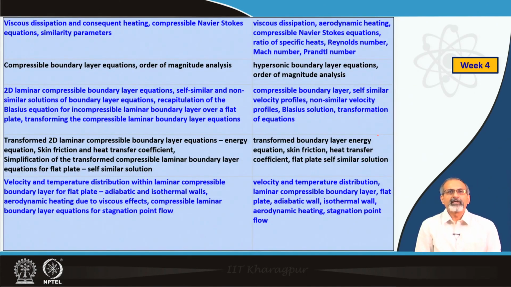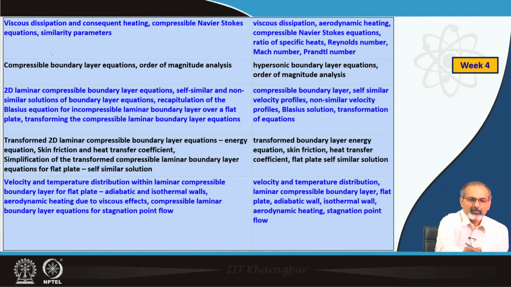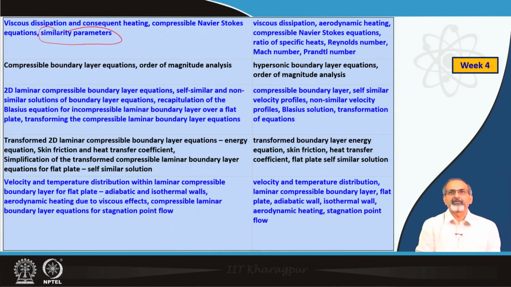In week 4, we started discussing viscous dissipation and consequent heating of the flow, that basically referred to the compressible Navier-Stokes equations. We looked at the similarity parameters which govern such flows, and we saw that ratio of specific heats, Reynolds number, Mach number, Prandtl number, these are the parameters which are of paramount importance when we deal with compressible Navier-Stokes equations.